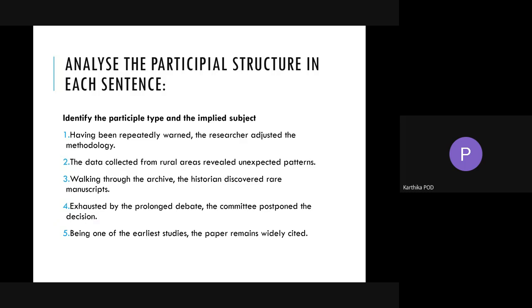Exhausted by the prolonged debate, the committee postponed the decision. What's the subject? Committee.